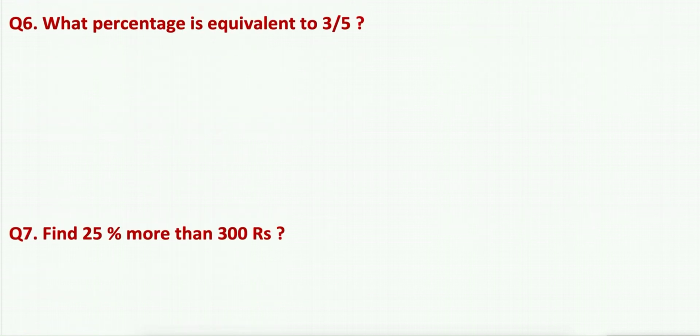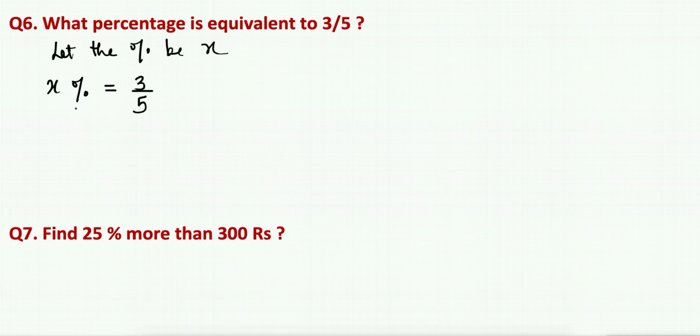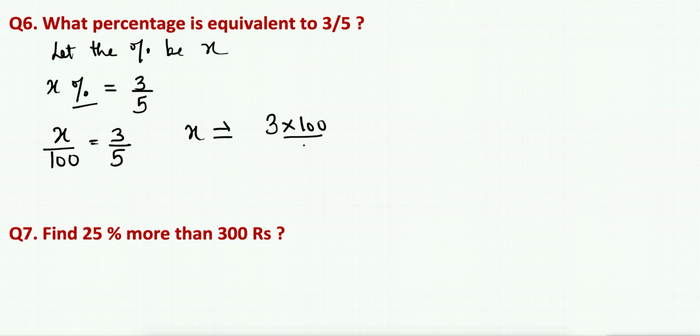What percent is equal to 3 by 5? Let the percent be x. So x percent is equal to 3 by 5. Here we'll remove the percentage sign. So x by 100 is equal to 3 by 5. So x will be 3 multiplied by 100 divided by 5. 5 ones are 5, 5 twos are 10, 5 twenties are 100. 3 twenties are 60. X is equal to 60.